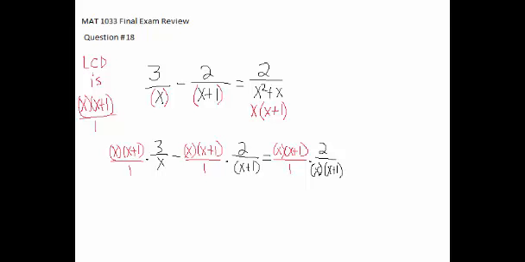Multiplying the fractions, we can cancel here, reduce it, and then we're going to end up with x plus 1 times the 3 minus, again here, because we're multiplying fractions, we can cancel the common factors, top and bottom. We end up with x times 2.